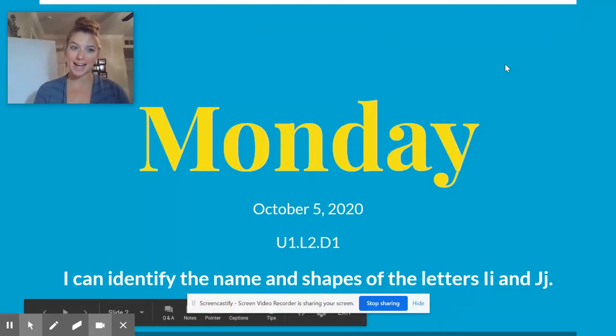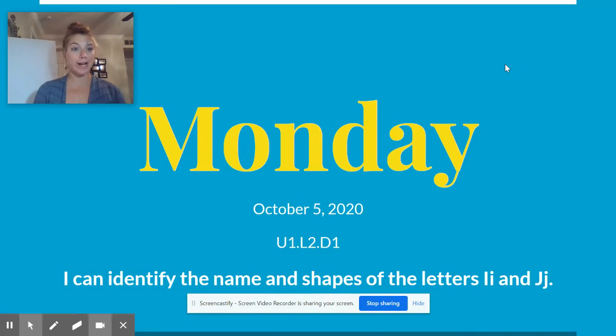Happy Monday. Today you are going to identify the name and shape of the letter I and J. It's really important to know the letter name and shape in the whole alphabet so you can see the letters when you read. Let's get started.